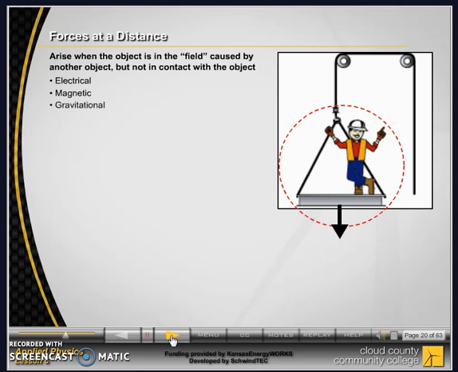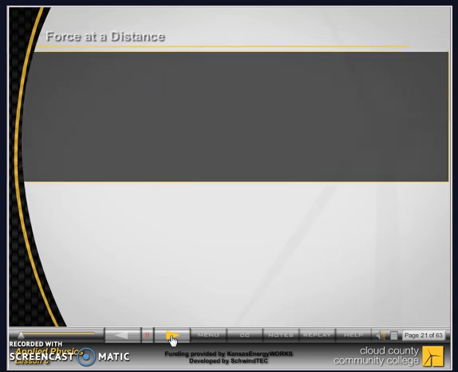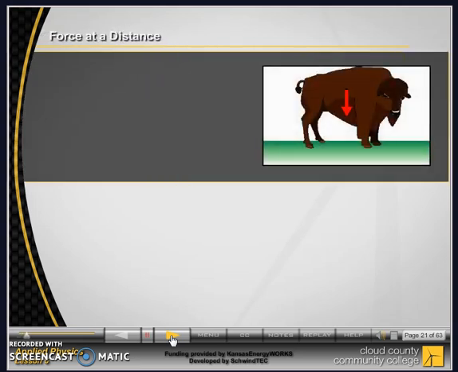Since we are only dealing with mechanics in this lesson, the only force at a distance we will deal with is the gravitational force. Gravitational force is often called weight. To show the force in this image, we would place the tail of an arrow at the center of the object. We label this force with the symbol W and the statement "force caused by Earth."